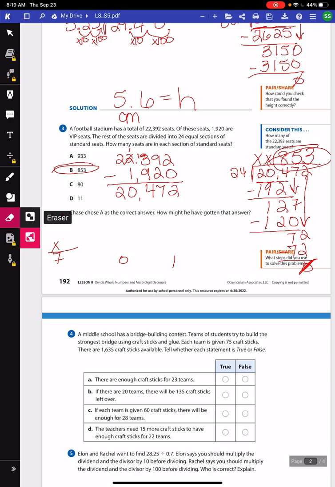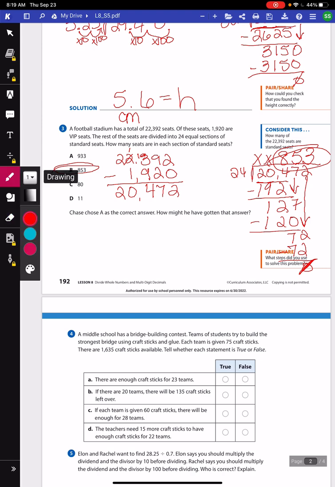I'll go ahead and erase this. So Chase chose A as the correct answer. How might he have gotten that answer? So if Chase had divided 22,392 by 24, he would have got 933. So he didn't subtract to find the standard seats. He included the VIP seats.